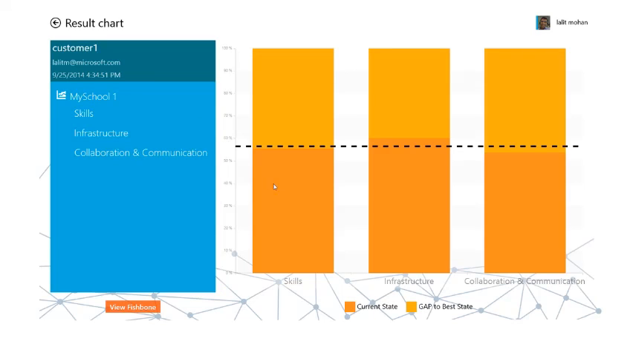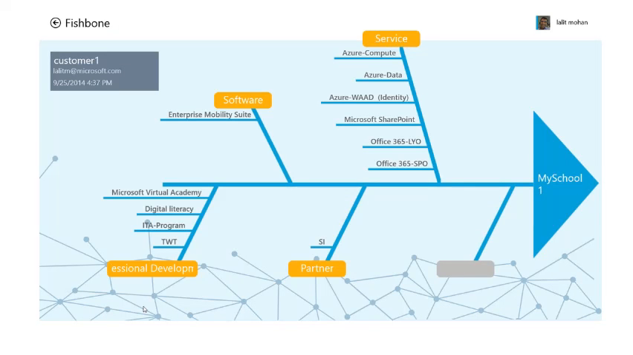Once this has been reviewed, the seller can push the View Fishbone button on the bottom left of the screen to review the solution suggested by StarLite consisting of Microsoft solution components for Customer 1.